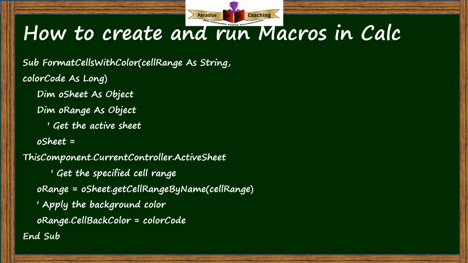This sample code is a procedure that takes two arguments: one, a range of cells, and second, a color code with which the specified range is to be formatted. The code in the procedure body actually uses the two arguments to apply the color code argument to the range of cells passed as an argument.